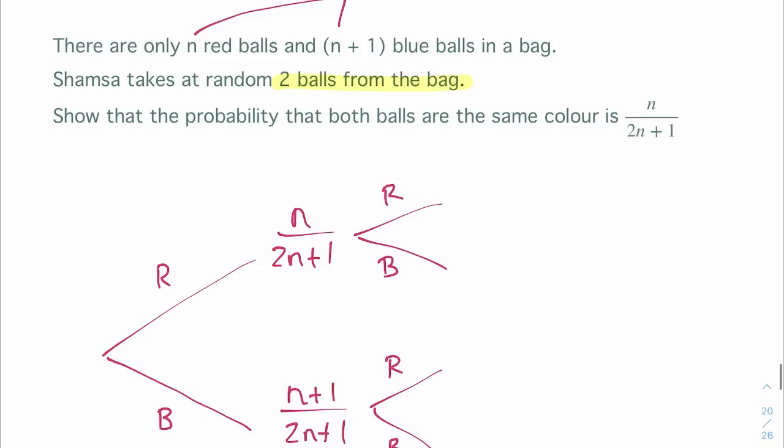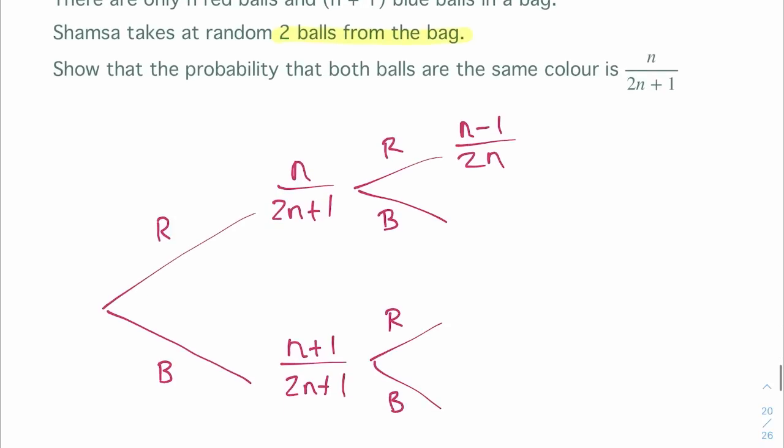So if we take a red out, n will go down to n minus 1. And if we take one out of the total, that plus 1 is going to go, and we'll just have 2n on the bottom. The blue numerator will stay the same as it was, n plus 1, but the denominator is going to stick to 2n.